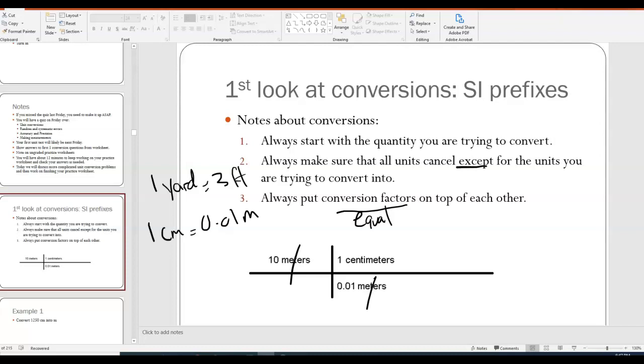Now a lot of people get hung up on, oh, how do I know which one goes on the top, or how do I know which one goes on the bottom? All you have to do is follow these 3 steps, and it'll take care of itself. So it's the same steps for all the unit conversions we're going to do, but we're going to start with doing basic SI prefix conversions. So pause there to add that to your notes, and let's do some examples.